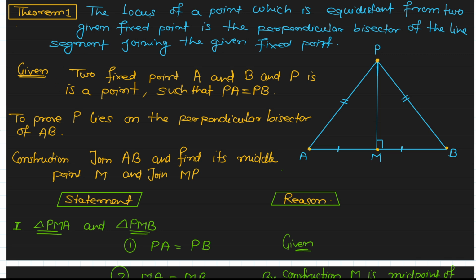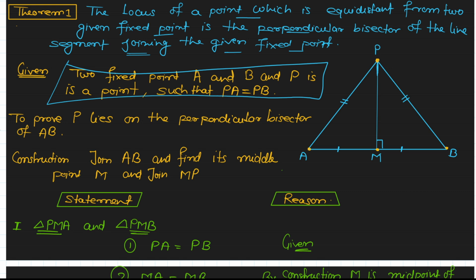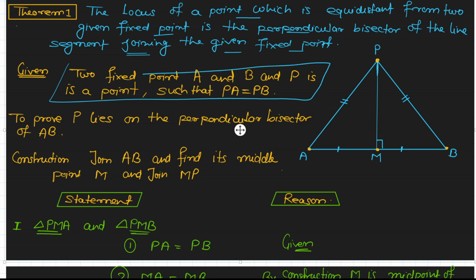Now here you can see, the locus of a point which is equidistant from two given fixed points is the perpendicular bisector of the line segment joining the given fixed points. So what is given here? Two fixed points A and B are given, and both are equidistant from point P. So two fixed points A and B, and P is the point such that PA equals PB.